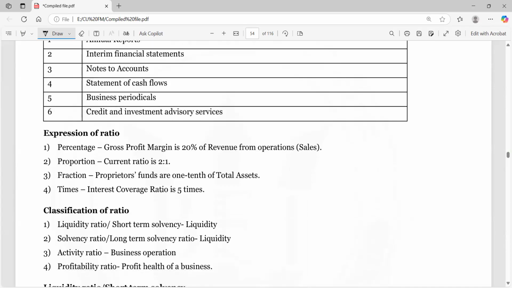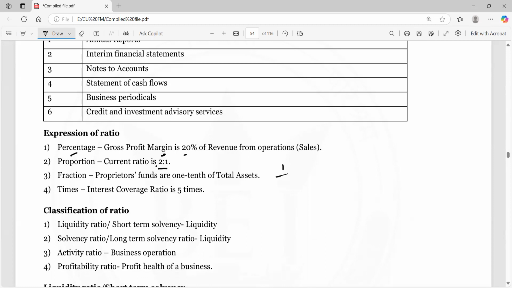So now ratio can be expressed in the form of percentage. For example, gross profit margin, net profit margin. So whenever the term margin is coming, it is expressed in terms of percentage. Ratio can be expressed in terms of proportion as well, like current ratio is expressed in terms of proportion. Even debt equity ratio is expressed in terms of proportion sometimes.